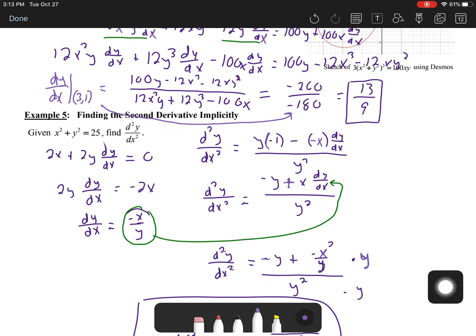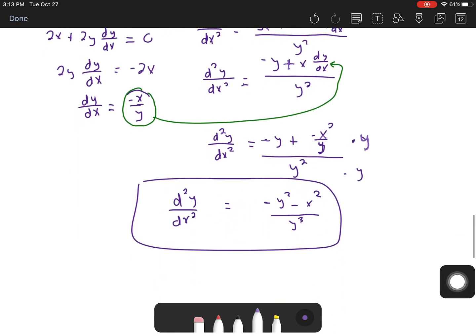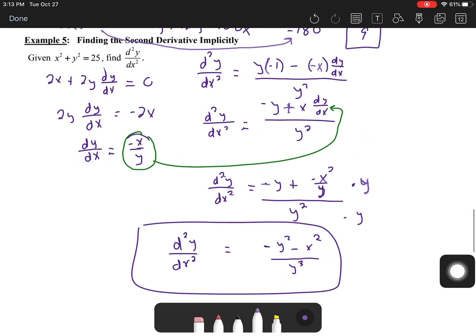And just to clean it up a little bit, because I have a complex fraction, to cancel this denominator, if I multiply a y to every term there, and then I have to do the same on the bottom, that would give me negative y squared minus x squared over y cubed. Okay, so that's an example of a second derivative.